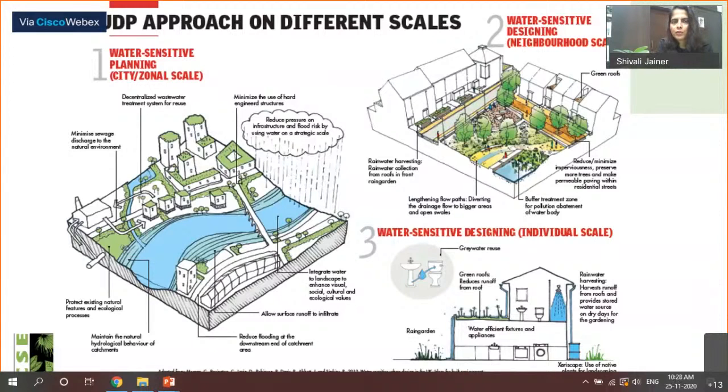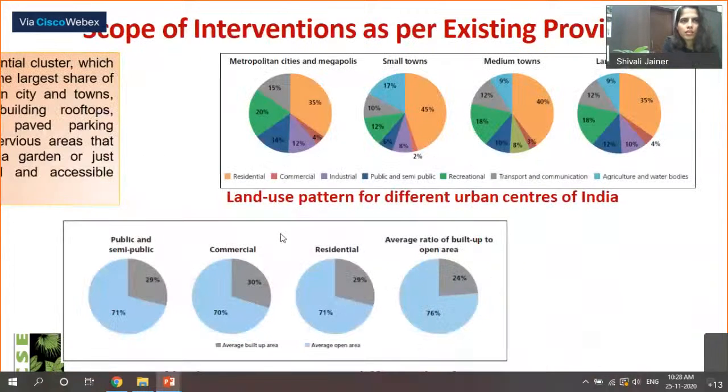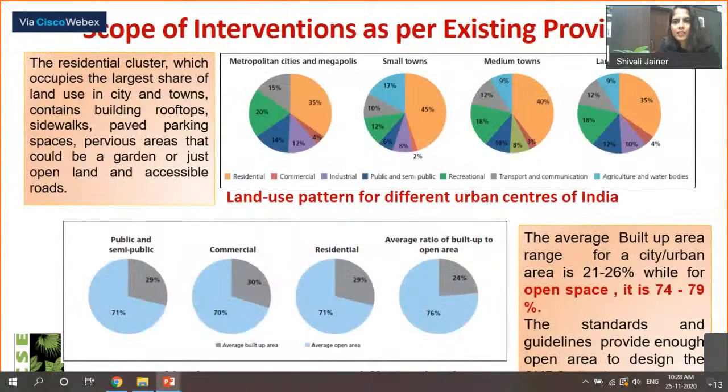So here we are focusing on case studies at 3 different scales. That is at the individual or campus level, then the neighborhood level, and the city level. Within a city, we have worked over the years, and we realized that when we work with officials and try to go for water sensitive interventions, the problem is that there is no land in metropolitan and urban areas and cities. Land is the problem.